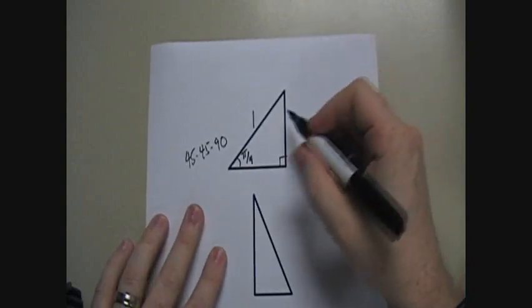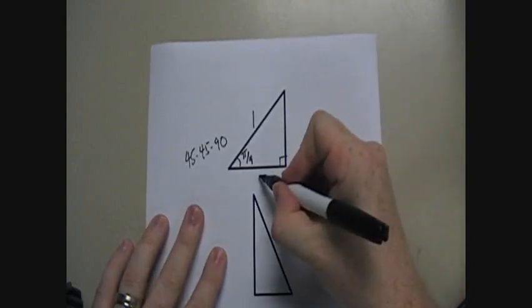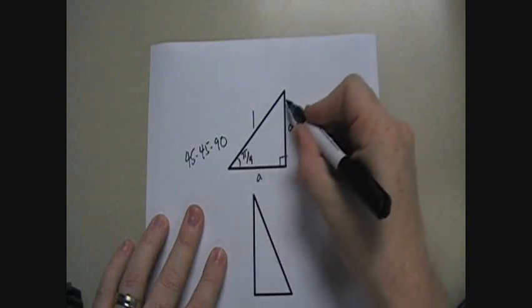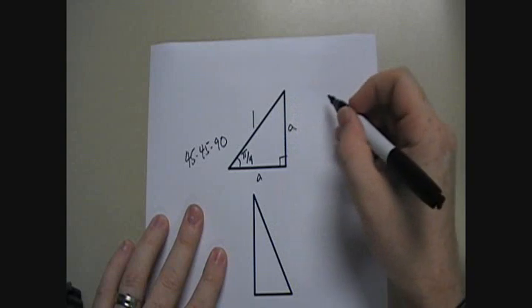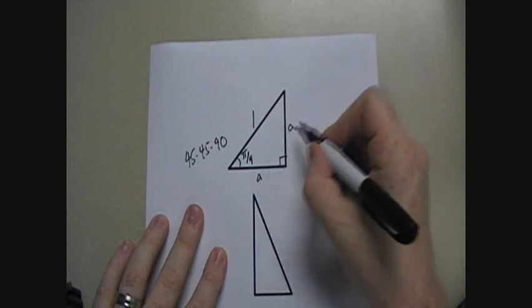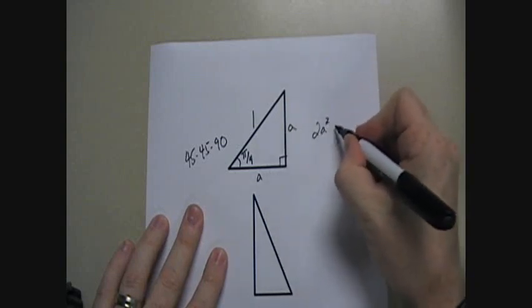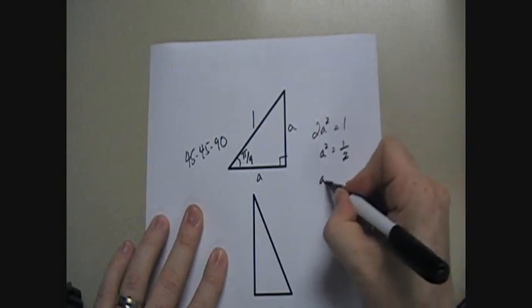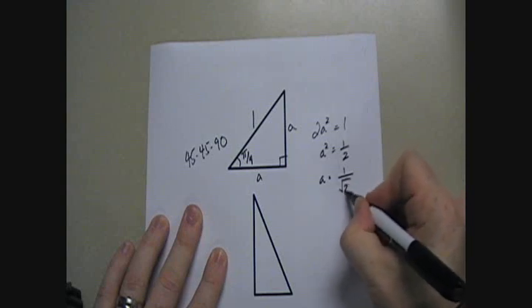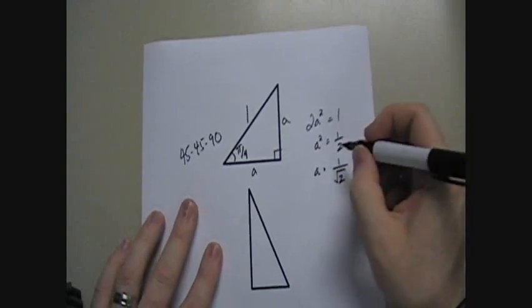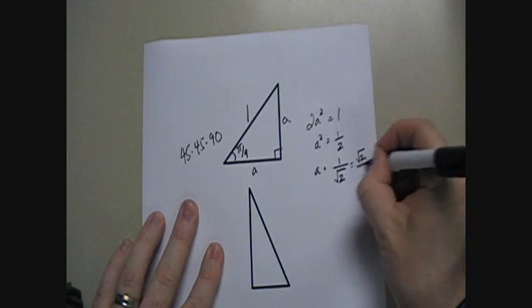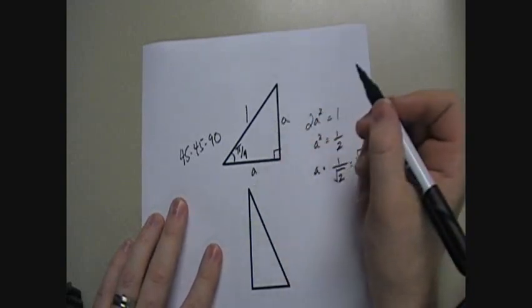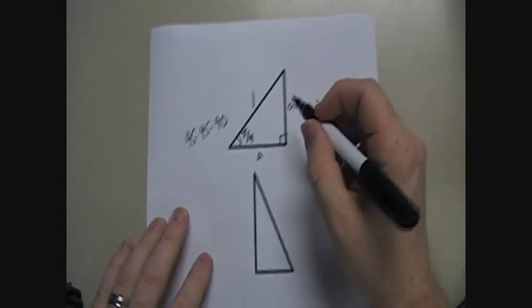Well, that's just Pythagorean theorem. Let's say we've got this side that's a. Well, then this side also has to be a because they're both the same angle, pi over 4 and pi over 4. So that means Pythagorean theorem, a squared plus a squared, or 2a squared equals 1. So a squared equals 1 over 2. So a equals 1 over the square root of 2. And of course, you'd rationalize this, and that's how we always come up with square root of 2 over 2. And they're both the same. Okay, they're both square root of 2 over 2.